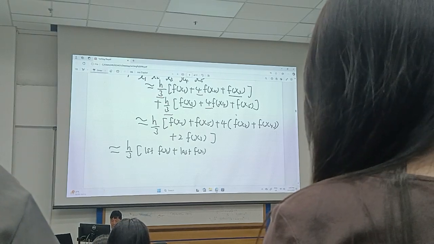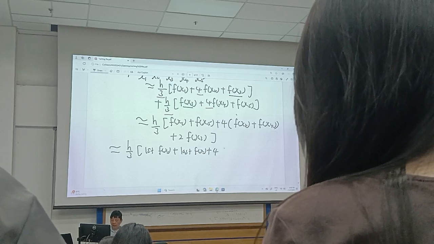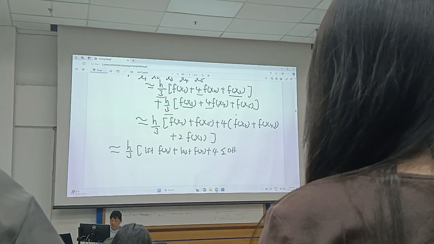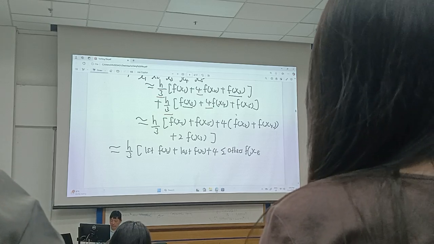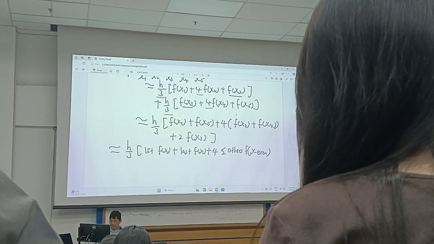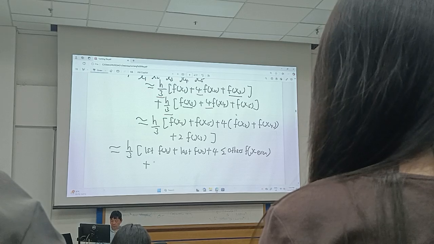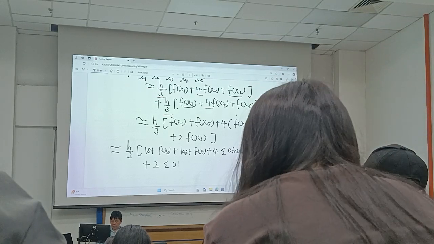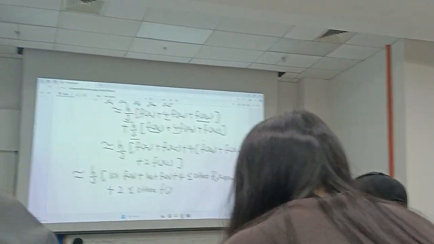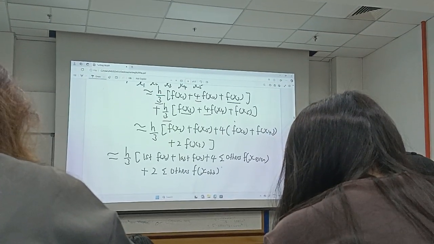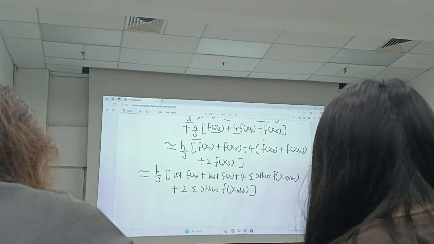Plus 4 times the sum of the others when here is even number, right? Even number. 2 and 4 they are even number, right? Even number. Plus 2 times the others when here is 3, odd number, right? When here is odd number. Okay, so just remember this.